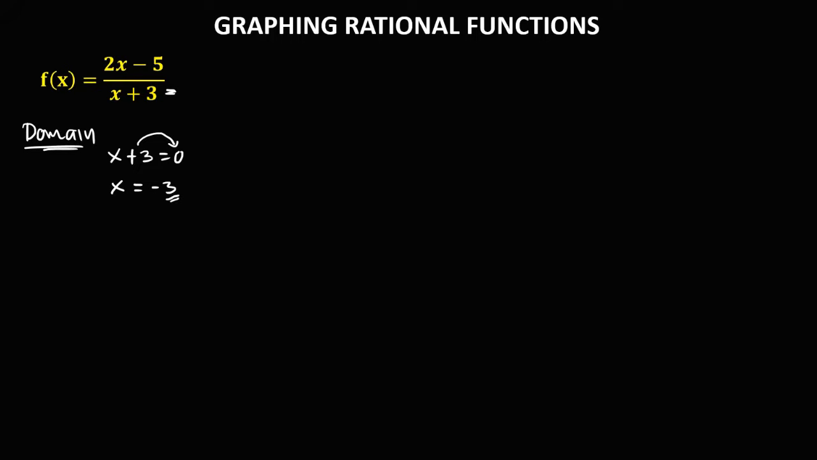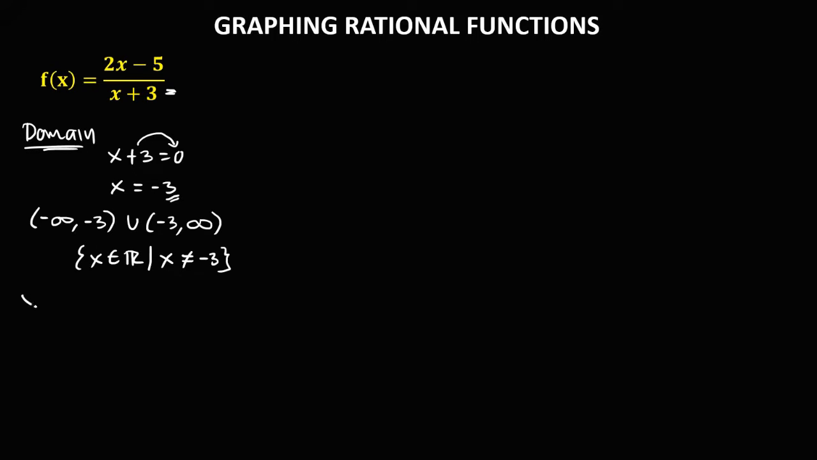So the domain of this rational function is from negative infinity to negative 3, union negative 3 to positive infinity. Or we can rewrite this as x, an element of the real numbers, such that x is not equal to negative 3. So this is now the domain of this rational function.